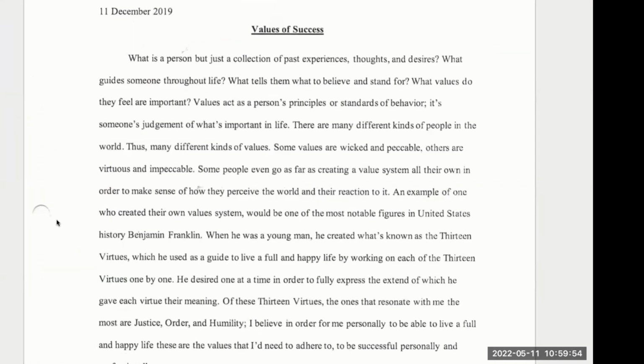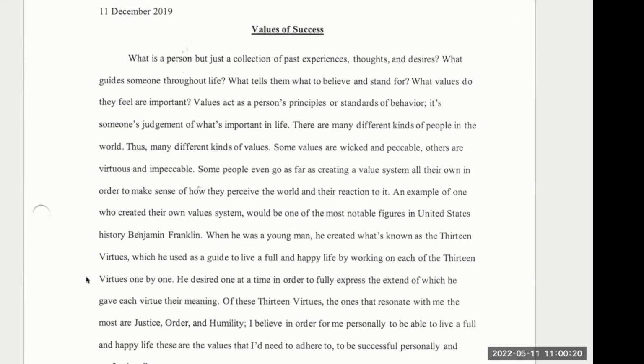Starts off with values of success. Poses a rhetorical question. What is a person but just a collection of past experiences, thoughts, and desires? What guides someone throughout life? What tells them what to believe and stand for? What values do they feel are important? Again, pulling us in with some really cool questions.